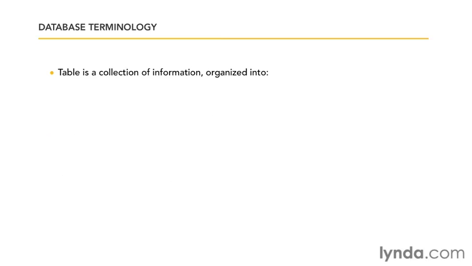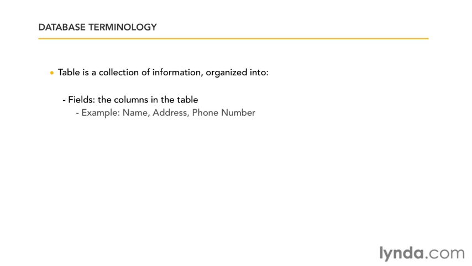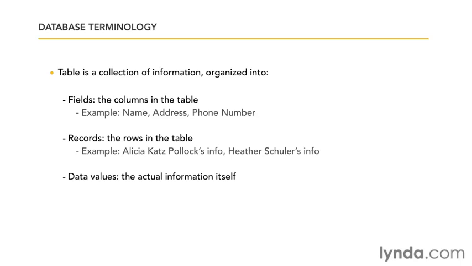First off are tables. A table is one collection of information and it's organized into fields, records, and data. Fields are the columns in the table. They are the categories of info you're collecting. In a phone book, these would be the person's name, address, and phone number. Each record is one person or thing you're collecting information about. In a phone book, each person's listing is their record. Data values are the actual pieces of information themselves. Alicia Katz-Pollock, 123 Main Street, 800-555-1212.